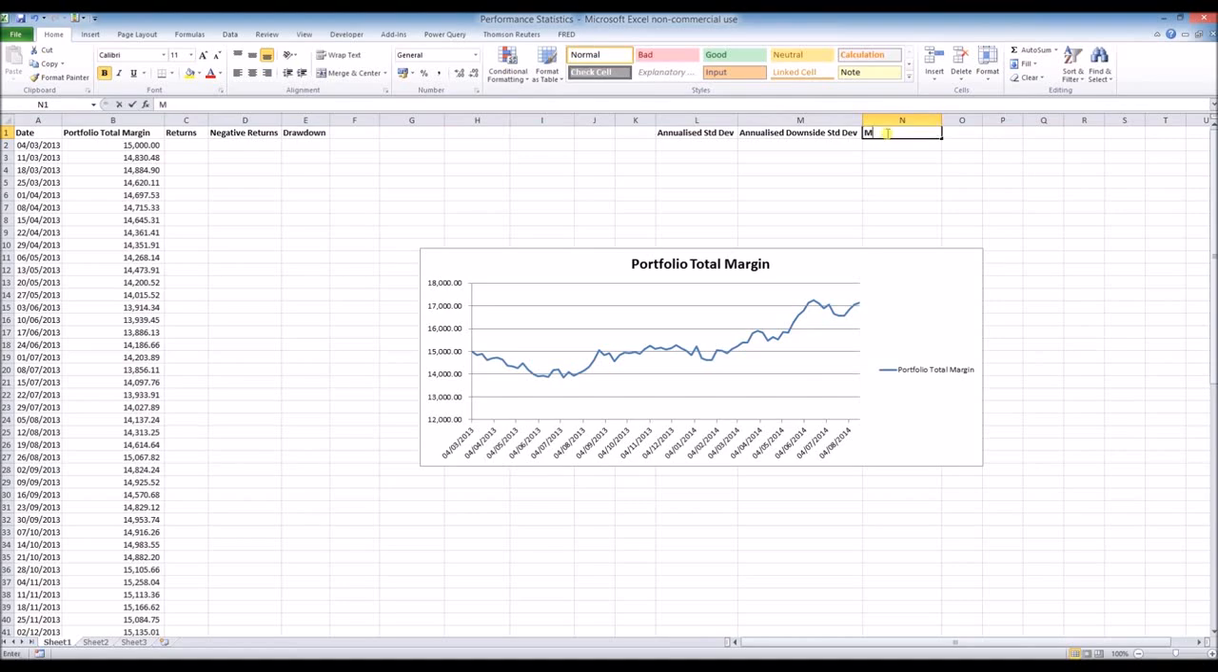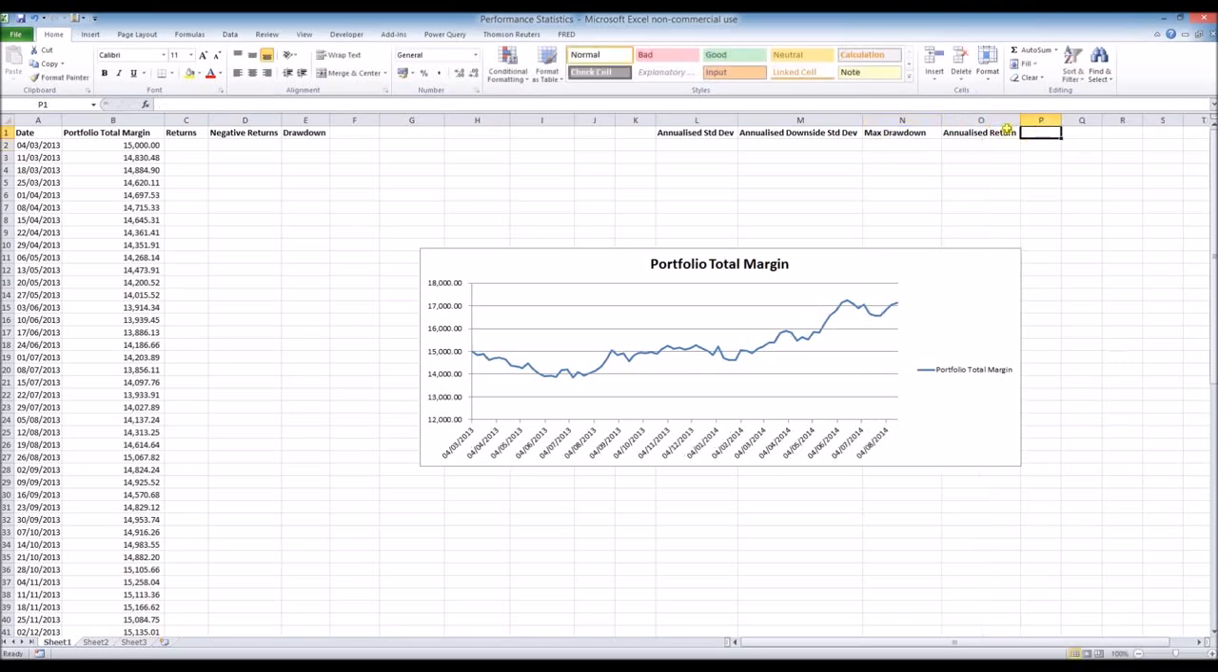We'll also need max drawdown figure, an annualized return figure, and also a risk-free rate. So as we go through the video, I'll explain each of these in turn and why it's necessary. So finally, using these inputs here, we'll calculate the Sharpe ratio, the Sortino ratio, and the Calmar ratio.